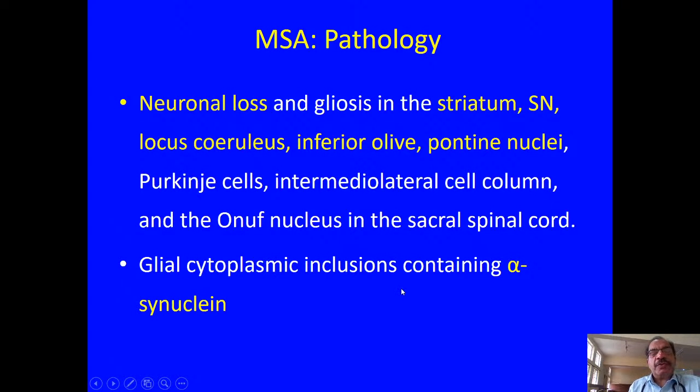So what is the basic pathology in MSA? Basically, as I mentioned, it's a neurodegenerative disorder. There is a loss of neurons in certain parts of the brain, especially the striatum, substantia nigra, and other parts. And subsequently, it may affect either the cerebellum or the pons also, resulting in various manifestations.